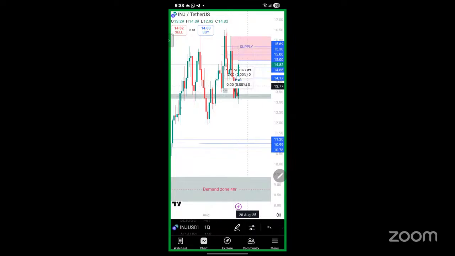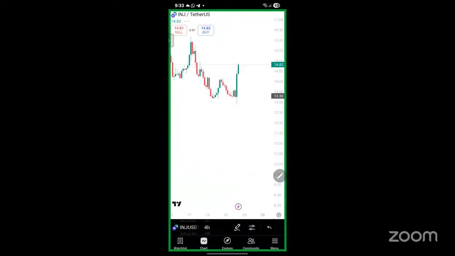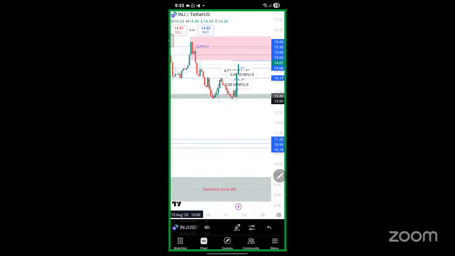Now this is the one day chart. So when I go to the 4 hours, in the one day price came and settled in the demand zone. Then in the 4 hours, I applied the double bottom pattern. Okay, so we call it a double bottom. This is a price reversal. This is a reversal signal.